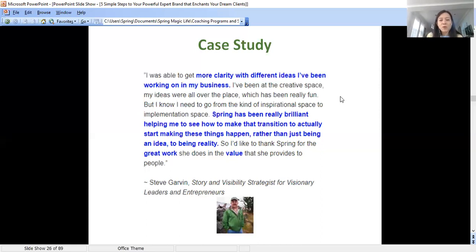And he said that Spring has been really brilliant, helping me to see how to make that transition to actually start making these things happen, rather than just being an idea to being reality. So not just from his mind to his heart, to really connect with his heart to create things valuable and genuine from his passion. And he thanked me for the great work and the value I provided to people. And Steve now calls himself a story and visibility strategist for visionary leaders and entrepreneurs. That's a great level. He's working with visionary leaders and entrepreneurs as their story and visibility strategist.